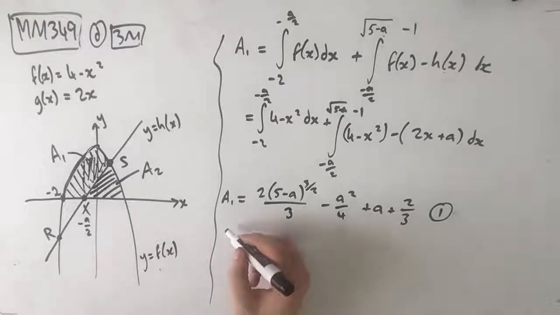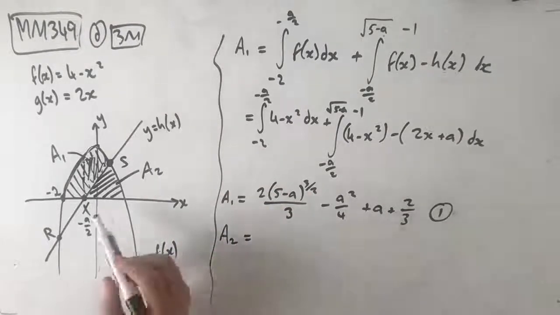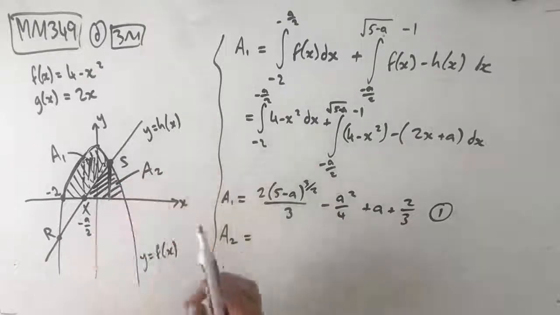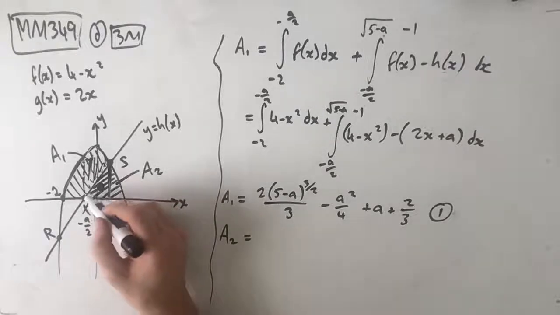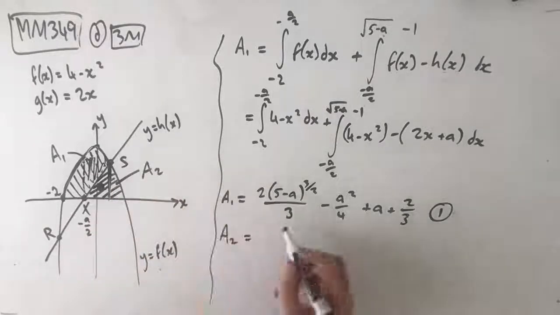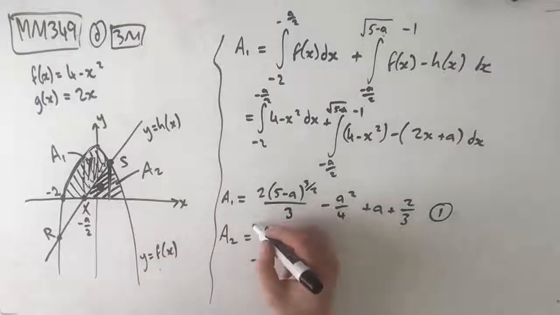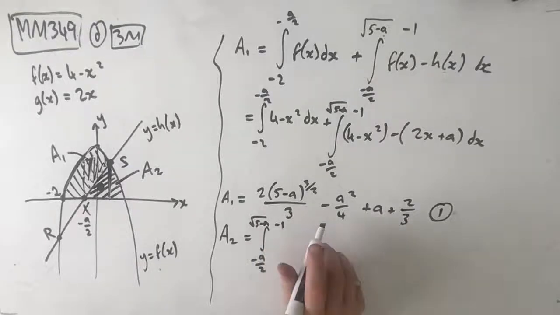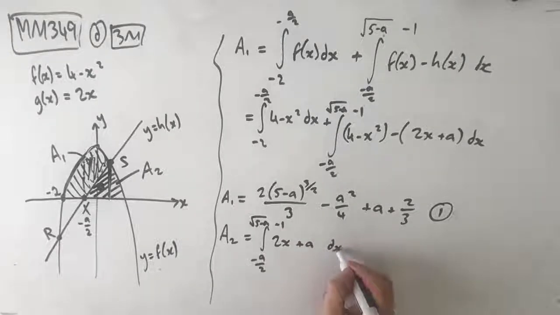Yeah, I'll just keep going down here. So now we can deal with that a2. Now a2 is a little bit more straightforward. So we still need to split this into 2 because we've got this point of intersection here. But this a2 is this first area here, which is the area under h of x from x to s. Okay, so from x, which is negative a on 2, to s, which is root 5 take a take 1, of h of x, which is 2x plus a dx.